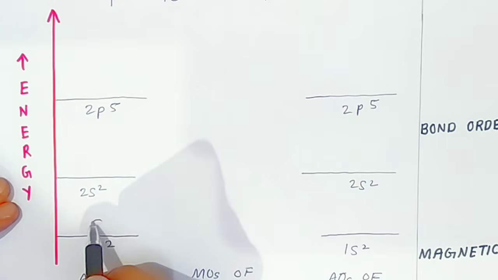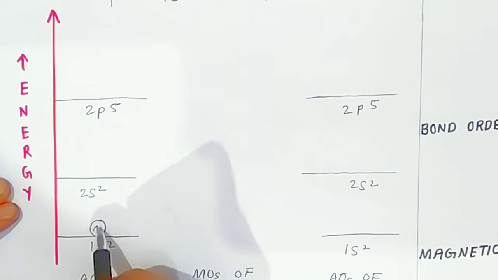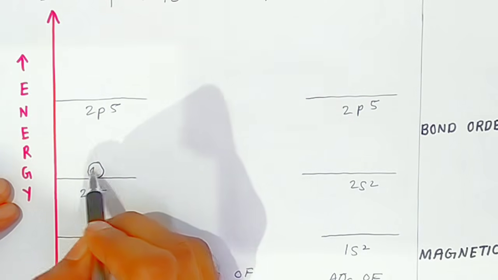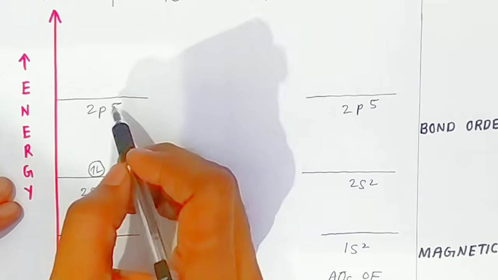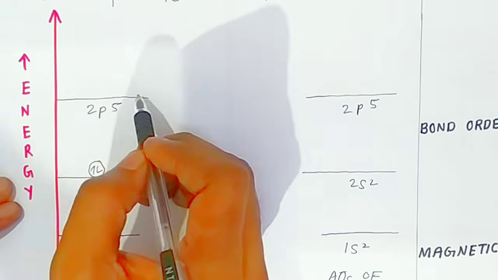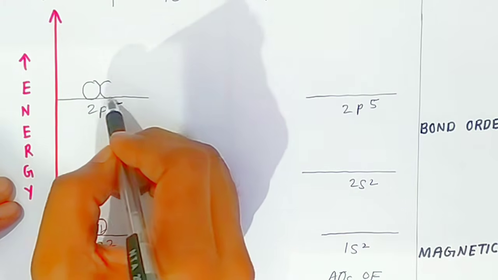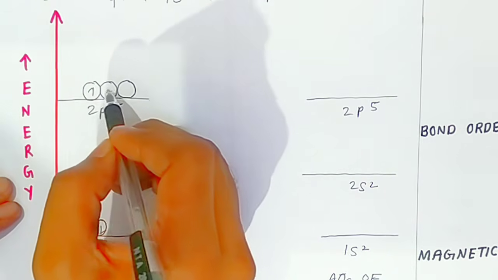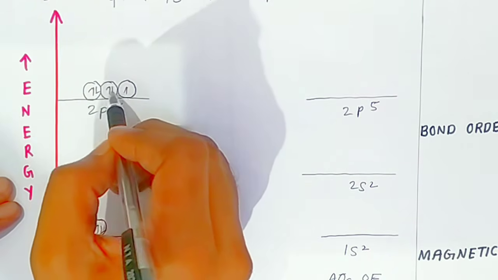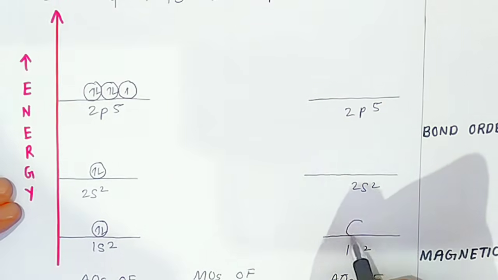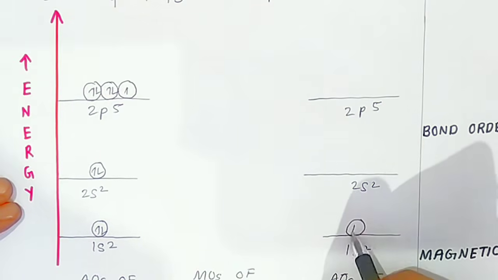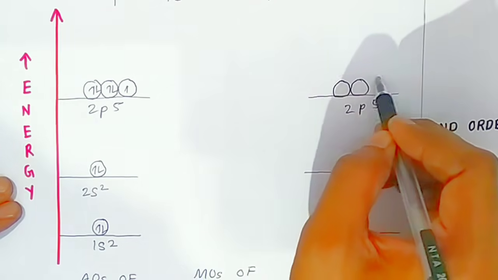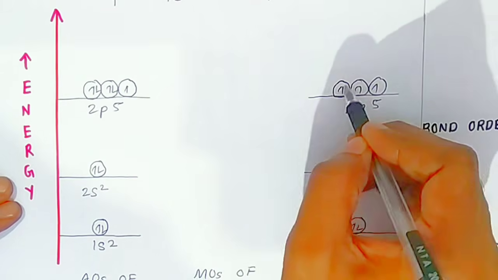Now 1s2 has one subshell and 2 electrons, we have to fill it like this. 2s also has one atomic orbital, so they will fill like this, 2 electrons. Now 2p has 2px, 2py, and 2pz. It is 3 subshells. Now 5 electrons will be distributed first singly, then the pairing will take place. The same thing is happening in this molecule. In these atomic orbitals, 1s2, 2s2, and 2p5 will be like this. 1 electron each, then the pairing will take place.